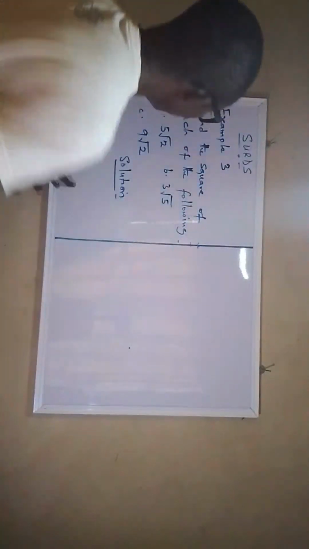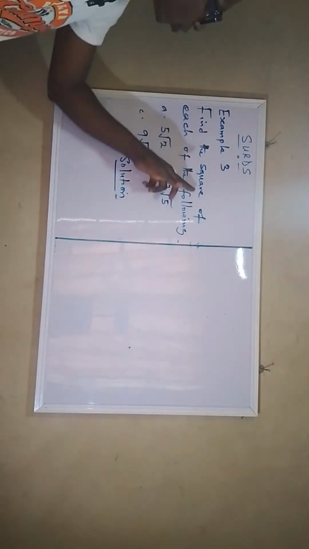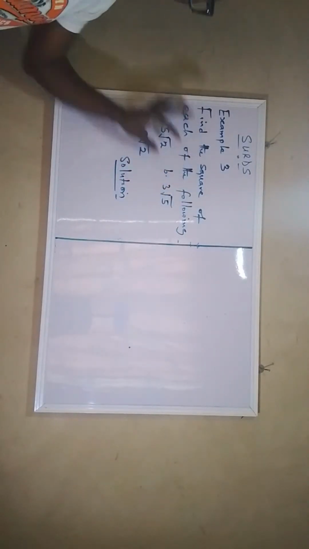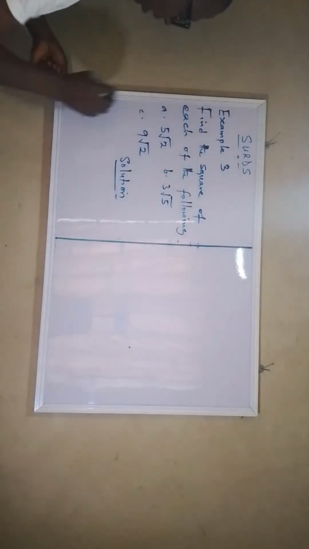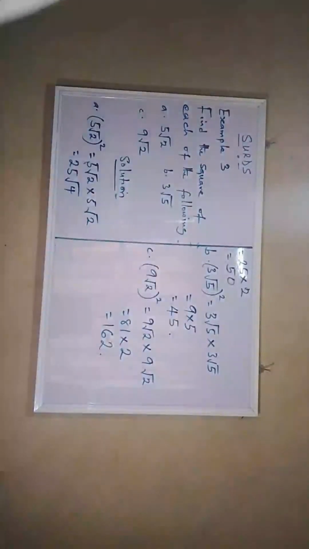Okay, now let's look at the next example, example 3. Now find the square of each of the following. Now we have to square each of the following. We square it. So now let's look at the first one. All right, now let's move to another question.